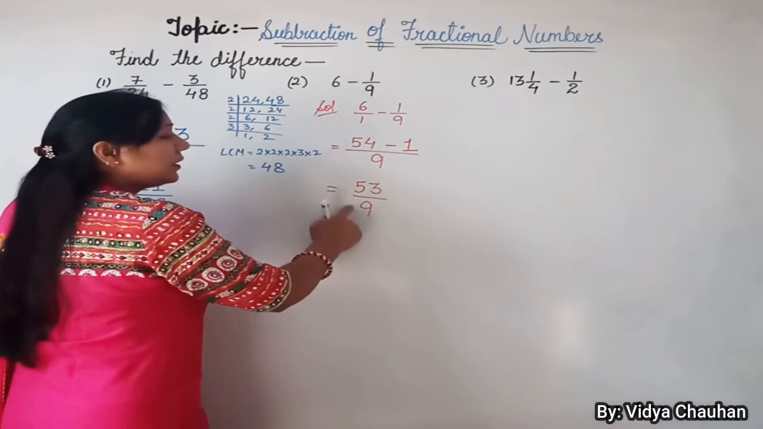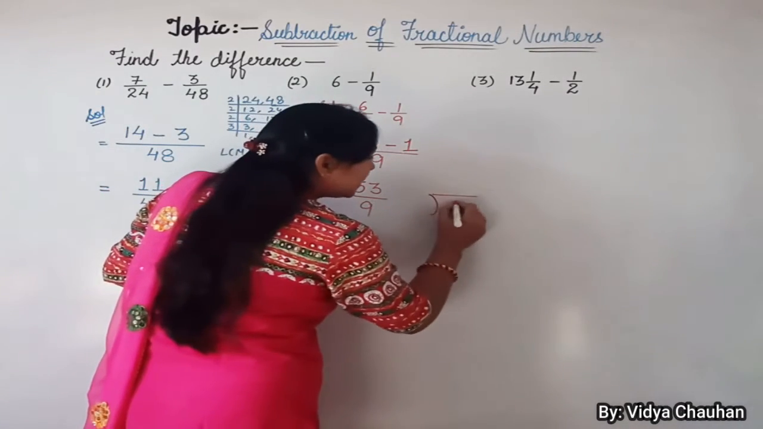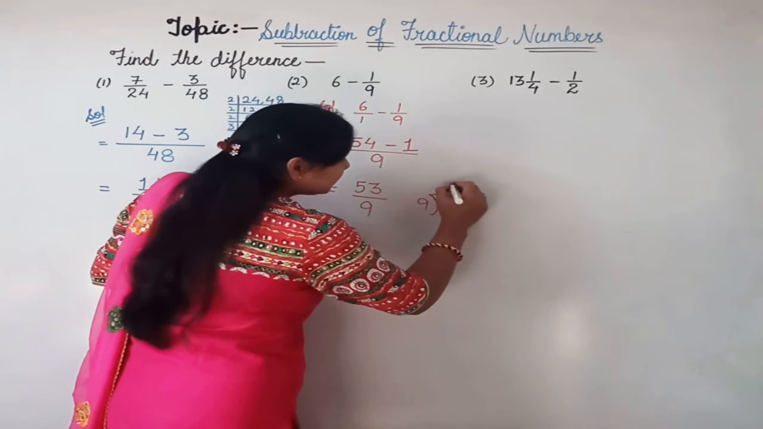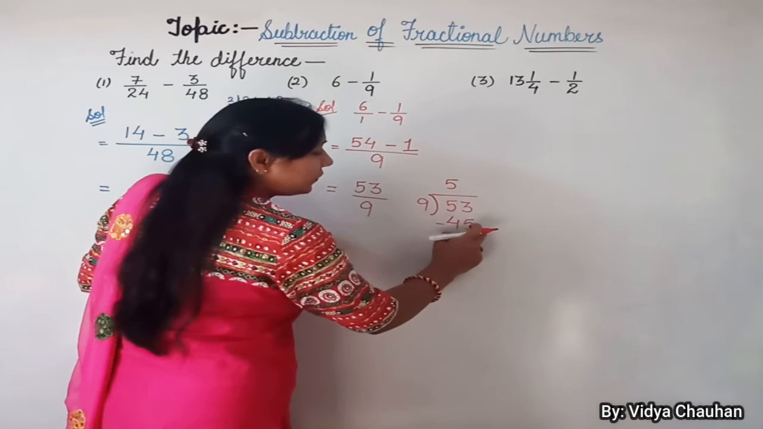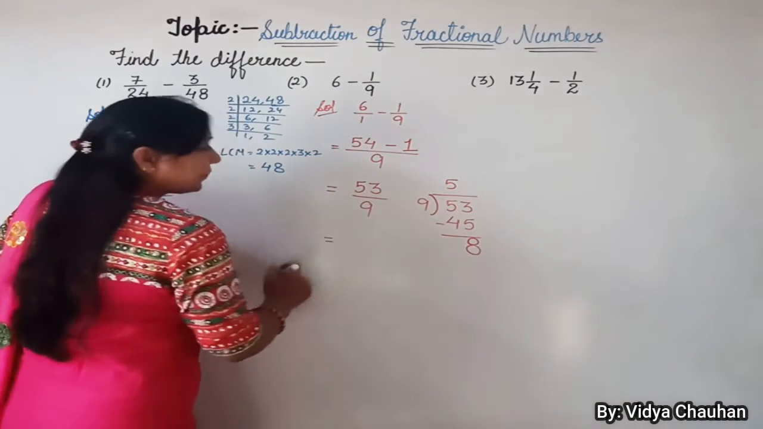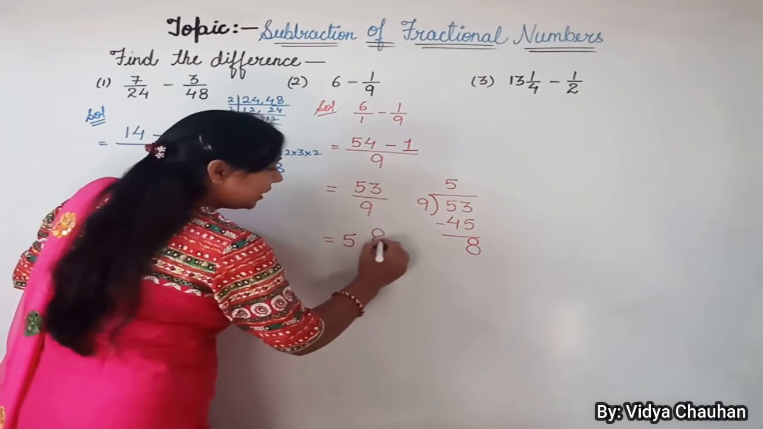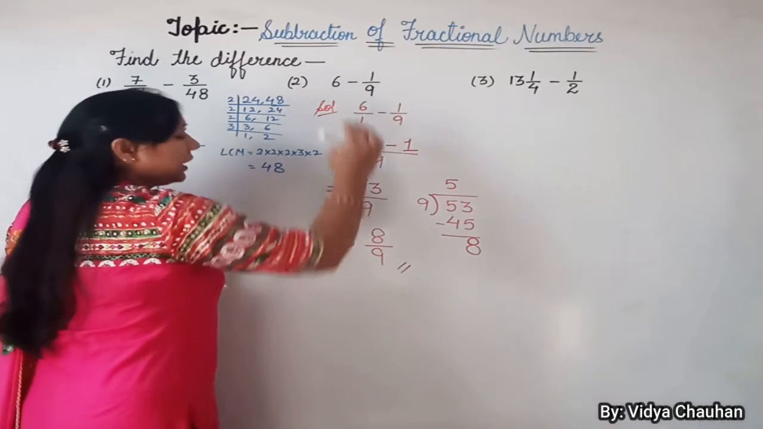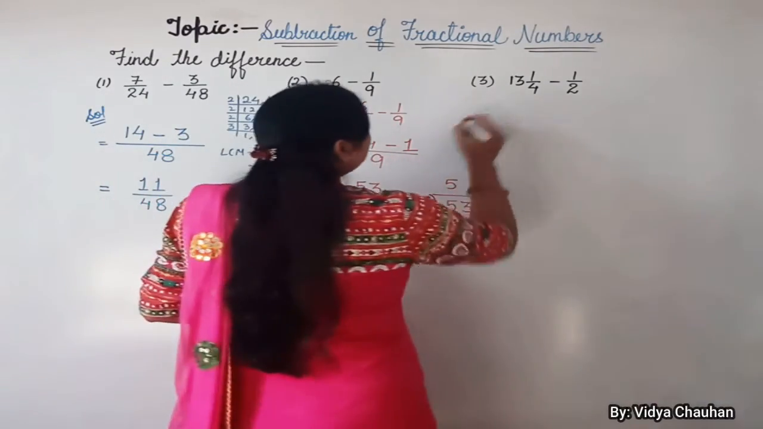And you can see here the number is an improper fraction. So let's convert this into its mixed fraction. So 53 divided by 9. 9 fives are 45. Subtracting, 53 minus 45 will be 8. Clear? Now let's write it in its mixed format. That will be 5, 8 upon 9. So the final answer for 6 minus 1 upon 9 is 5, 8 upon 9. Clear, students?